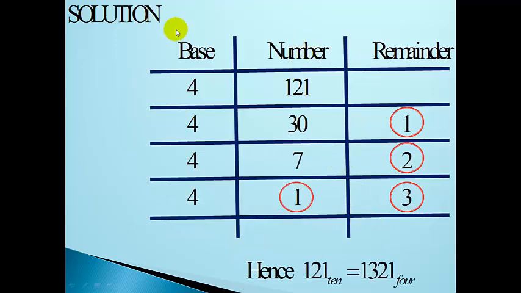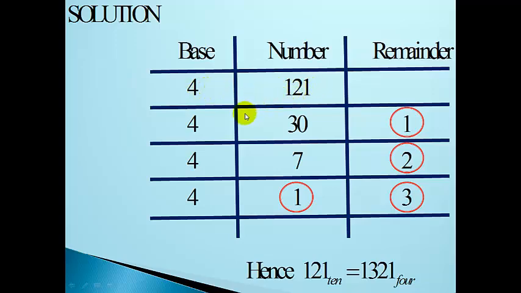Now, the solution. Converting from base 10 to another base, this is how the solution goes. In tabular form, we have the base, we have the number, and we have the remainder. The base is 4 and the number is 121.